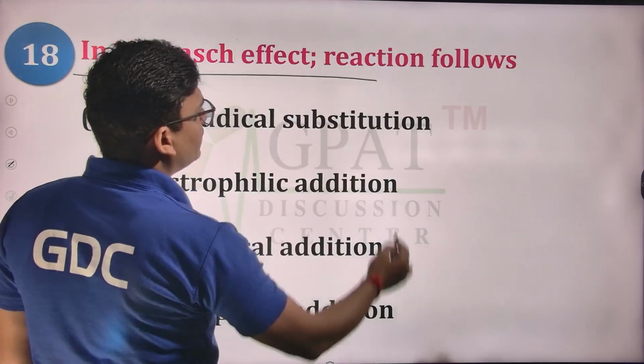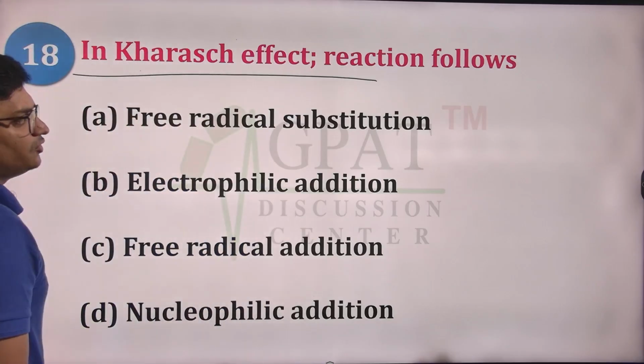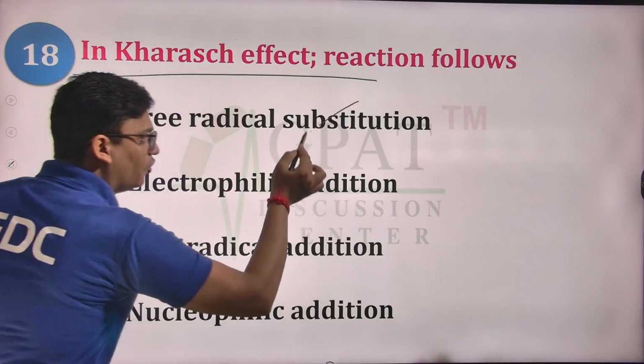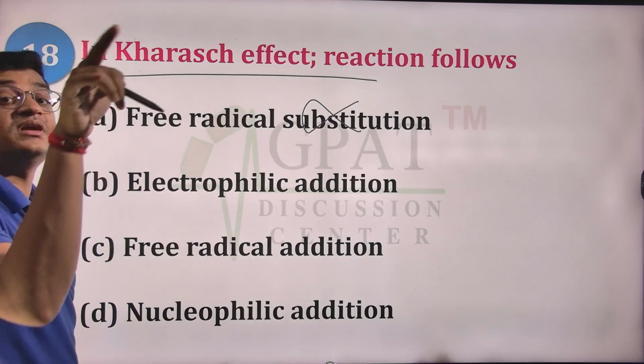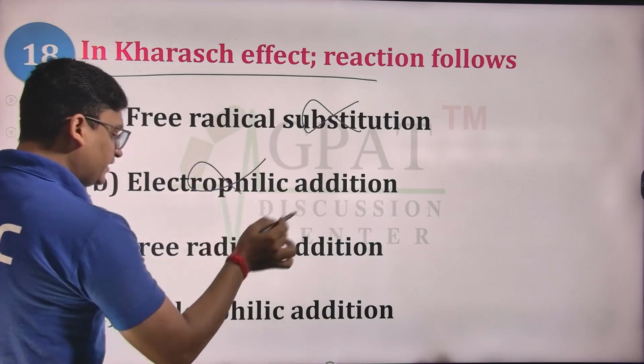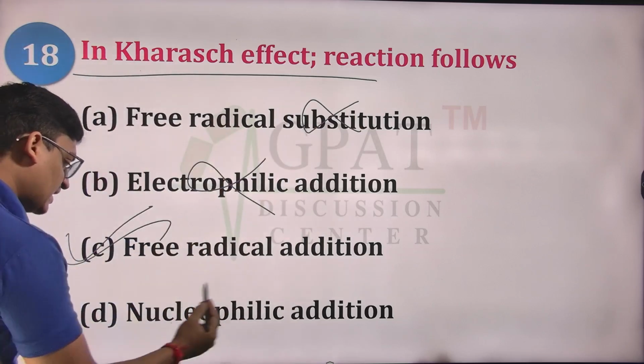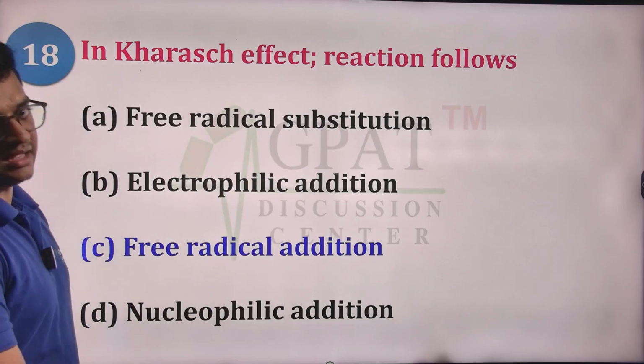In the Kharasch effect, what reaction follows? Free radical substitution? No. It will be following free radical but addition reaction. Electrophilic addition? No. Free radical addition? Yes. C is the correct answer.